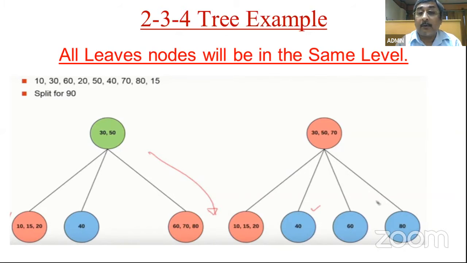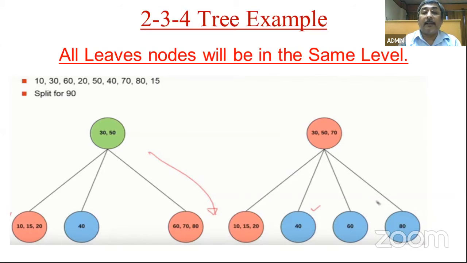Now, the moment I encounter a 4 node, I need to split that particular node. So what will it become? It will become 60 and 80, 60 on one side, 80 on the other side, 70 will go to the root of that. Now, therefore, the root will now contain 30, 50, and 70. The root contained earlier 3 links. Now it will contain 4 links.